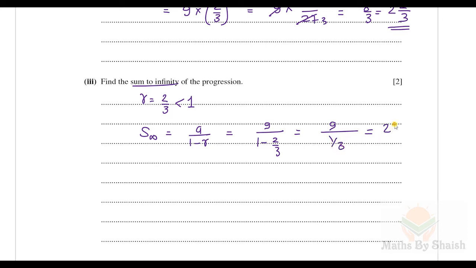So s infinity, or sum to infinity, is 27. I hope it is clear. Let's do the next question.